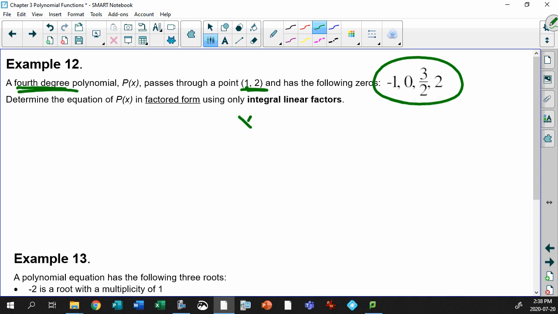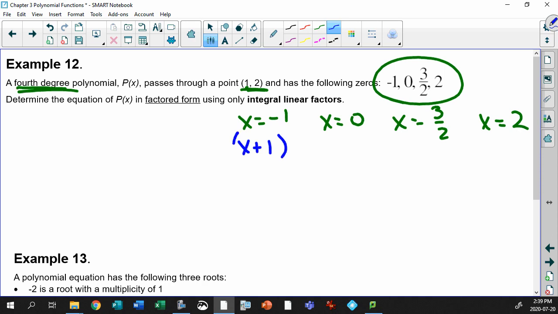So you know that x equals minus 1. You know that x equals 0, x equals 3 over 2, and x equals 2. Now, make them into those nice little binomials that you're used to. Bring the 1 over. So you got x plus 1. There's your first factor. Then look at this. You got 3 over 2. So you got to play around with this first.